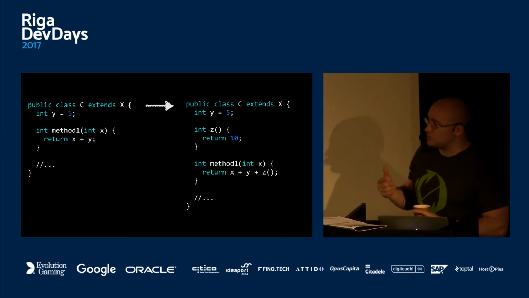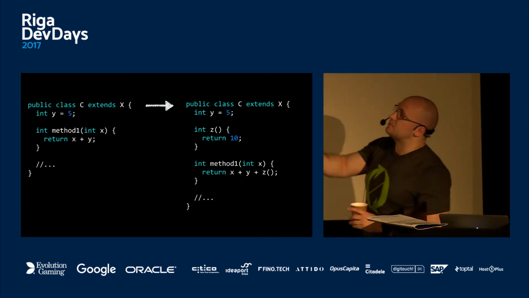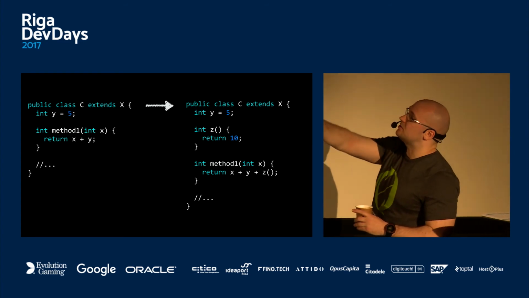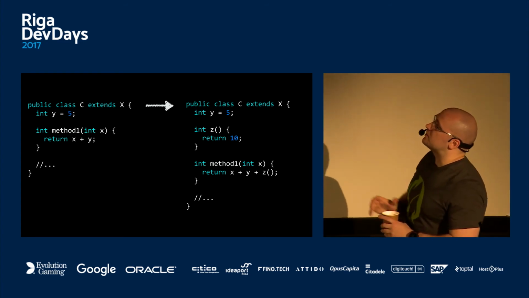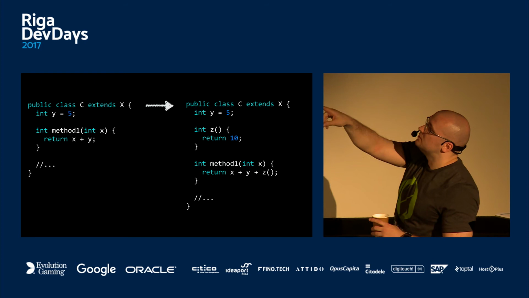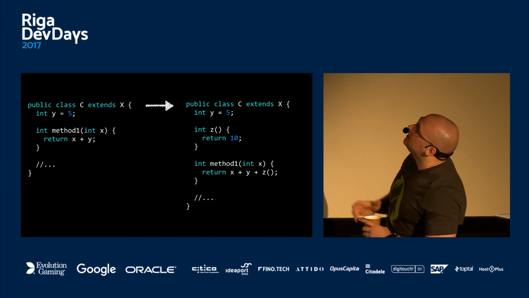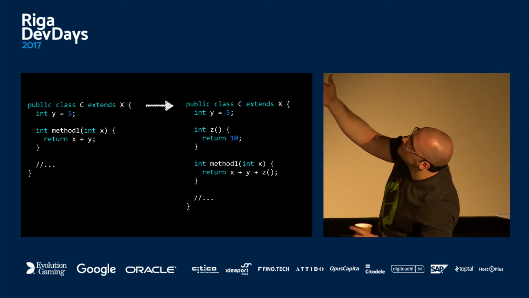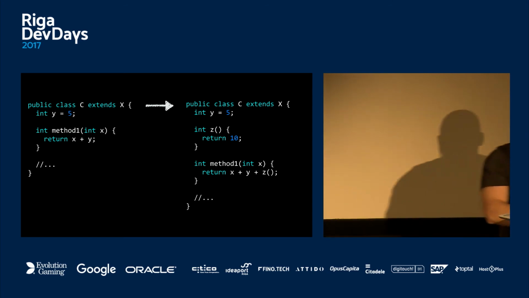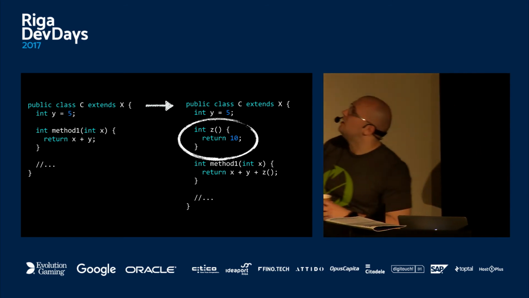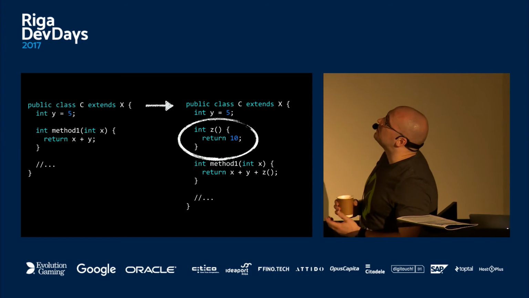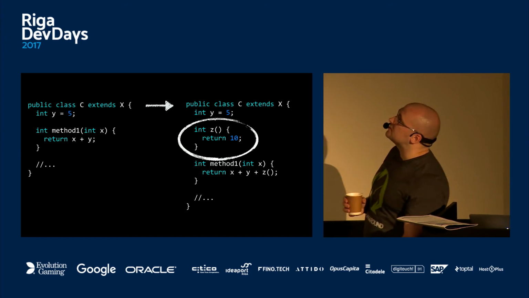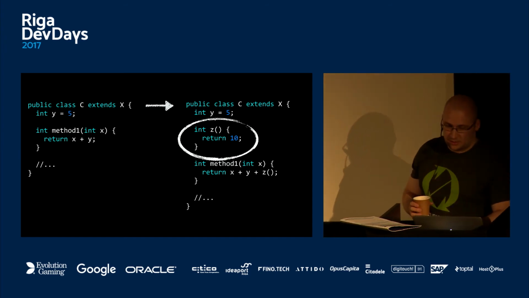So when you want to change the original class, remember we had just two methods. I didn't print out the two methods, but just the field and method one. And we are adding the new method there, right? We are adding this method z that is returning a constant. And how will it look like?